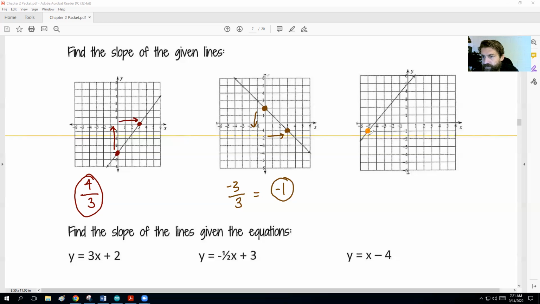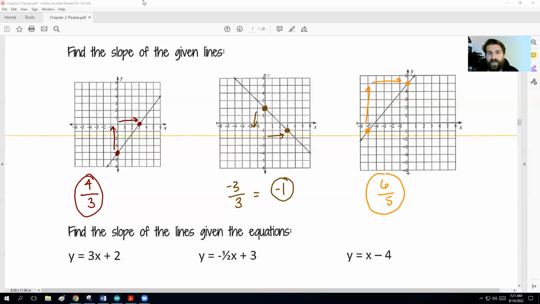All right, got a nice clean point there. And then if I'm looking for another point, okay, it's right here. I'm going to count how far up I got to go: 1, 2, 3, 4, 5, 6 up. How far over? 1, 2, 3, 4, 5, 6 over 5. 6 over 5 doesn't reduce.